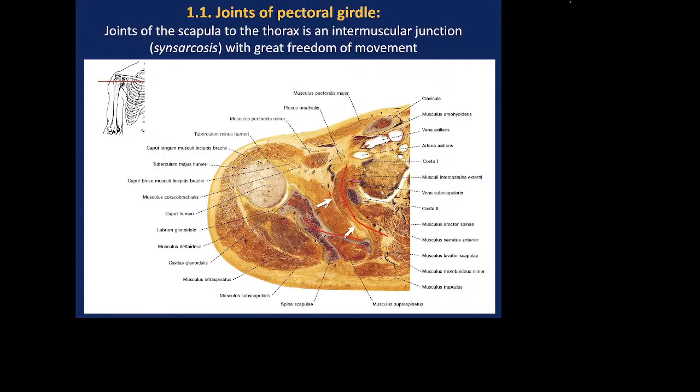Sorry. And the gap of this connection is located here, and this is the intermuscular junction. So that is not a joint at all, but it gives great freedom of movement to the scapula and also to the pectoral girdle. Don't forget that this type of connection is not a joint, but an intermuscular junction.